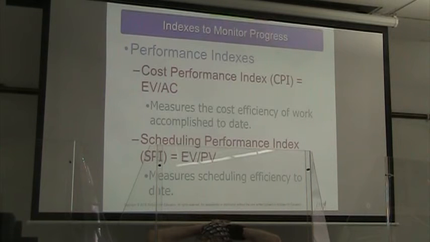So first is our cost performance index. That is going to be equal to our earned value divided by our actual cost. All right, so we're measuring the cost efficiency of the work that we have done up till now. We have our schedule performance index, which is the earned value divided by the planned value. And that measures our scheduling efficiency.